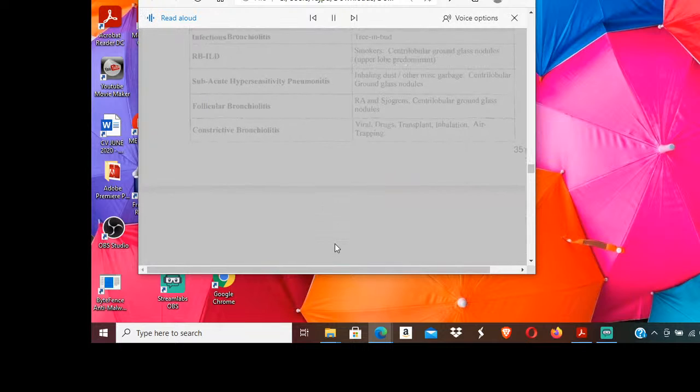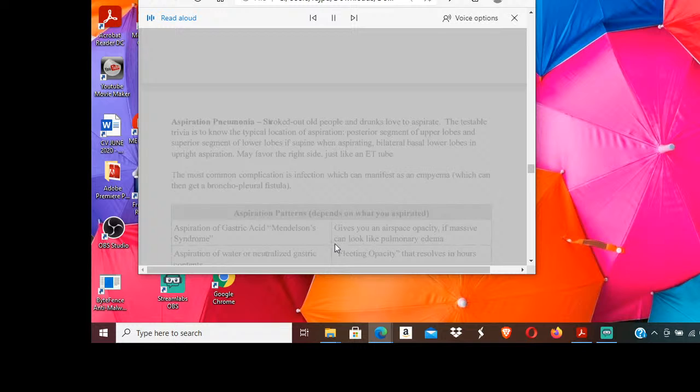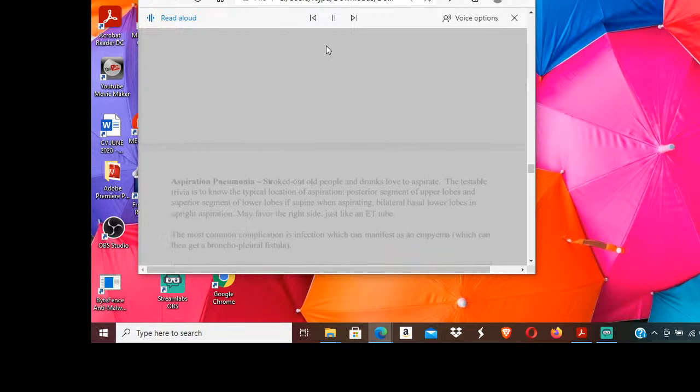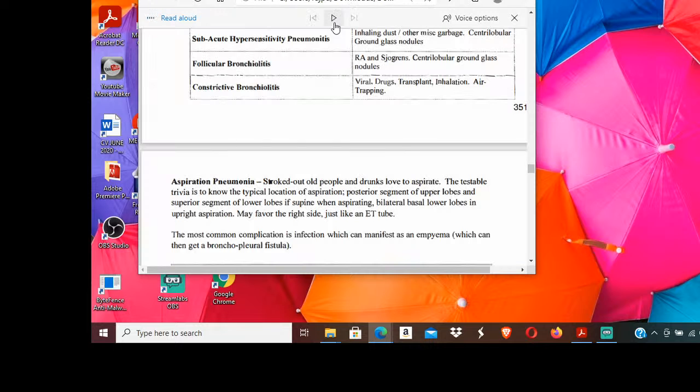Inhaling dust and other miscellaneous garbage. Centrilobular: subacute hypersensitivity pneumonitis, ground glass nodules.